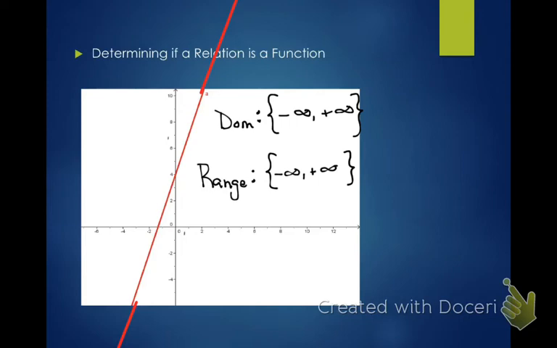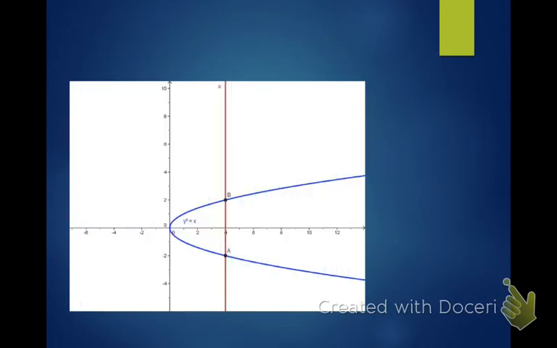And as we get further along, there are other ones that you should never miss, because it will always, always, always be negative infinity to positive infinity for the domain and the range of a linear function. Always. Every day of the week and twice on Sundays.